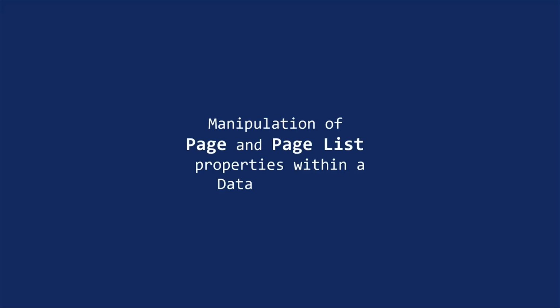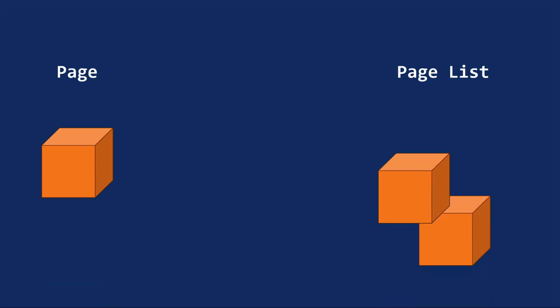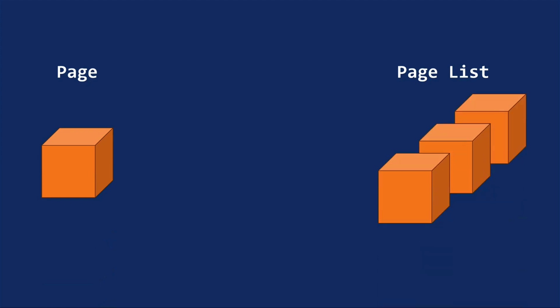In this video, we are going to focus on the manipulation of properties of type page and page list within a data transform. I would like to start by pointing out the differences between a page property and a page list property. In simple terms, a page property can store a single item of a data object, whereas a page list stores multiple items of a data object.